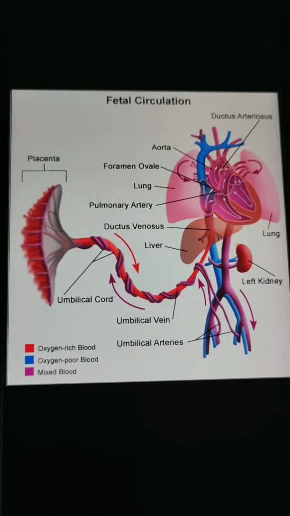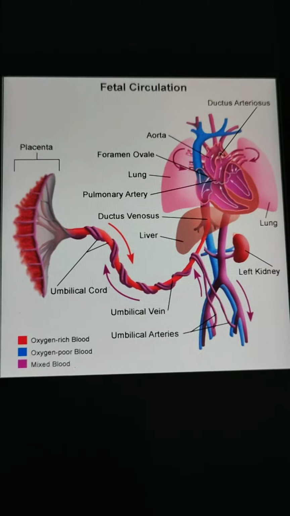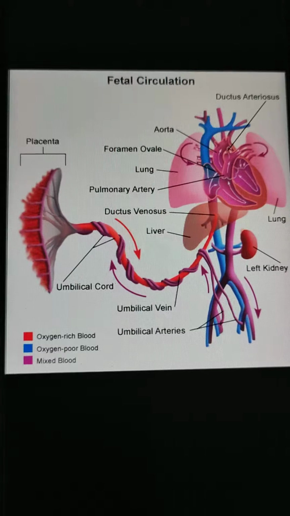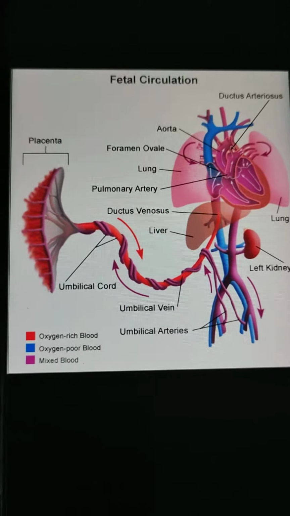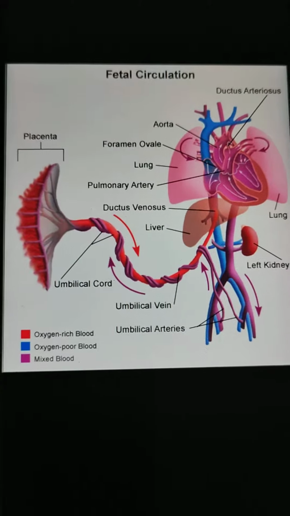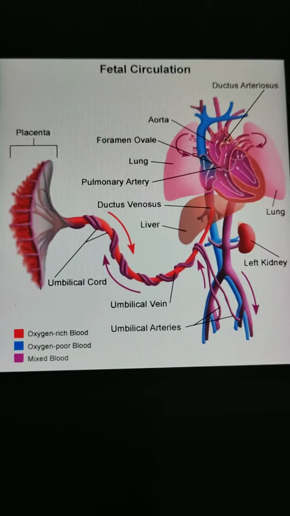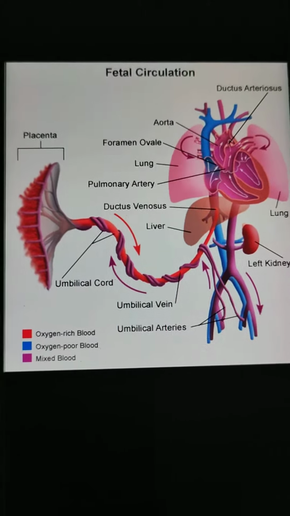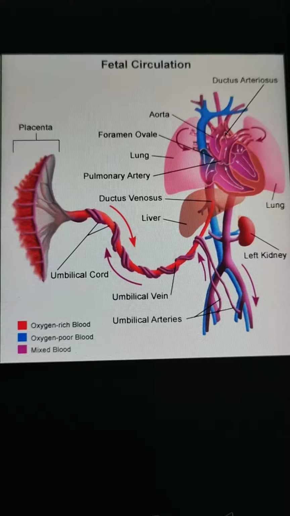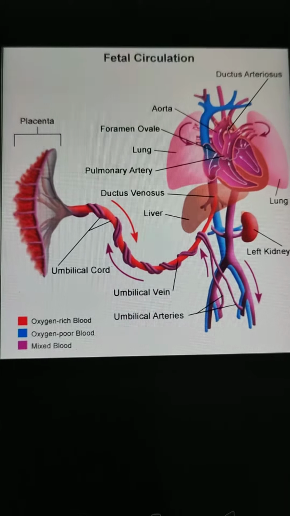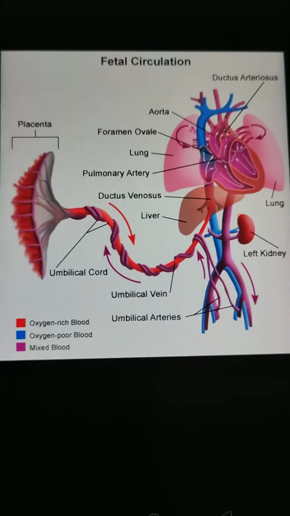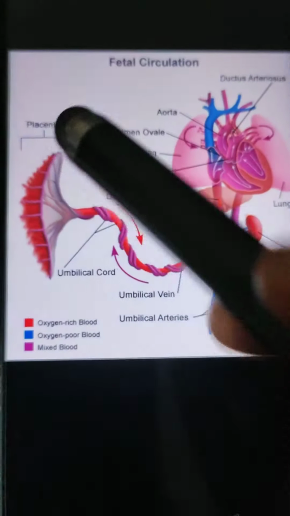Hi guys, so today we'll see about fetal circulation. So usually the difference is in adults the arteries carry oxygenated blood, whereas in fetus the arteries carry deoxygenated blood, and in adults lungs will function, whereas in fetus the lungs usually don't function well. So who takes care of this purification is the placenta.